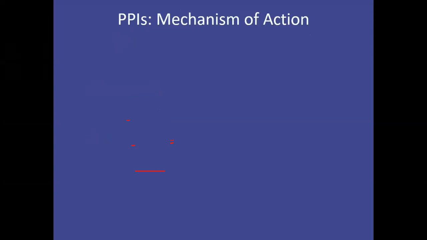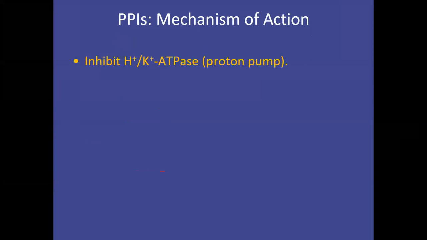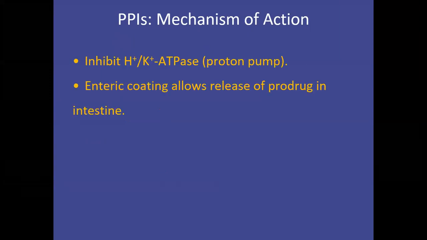PPIs, proton pump inhibitors, their mechanism of action: they inhibit the proton pump. Enteric coating allows release of the prodrug in the intestine. I think a few times I have mentioned enteric coating. What does it mean? It's coated by specific materials that will be dissolved in the gut. In the intestine, very good.